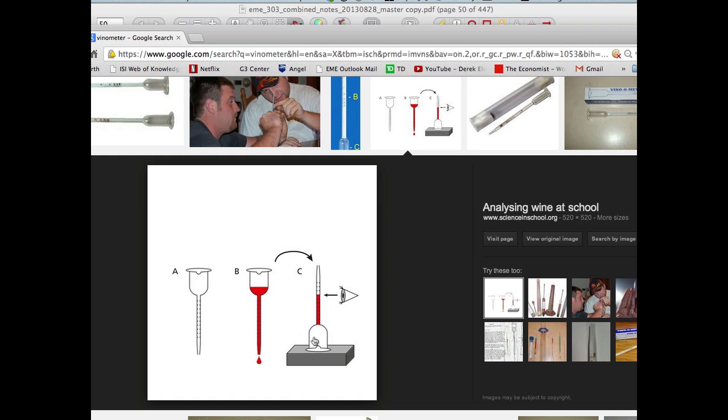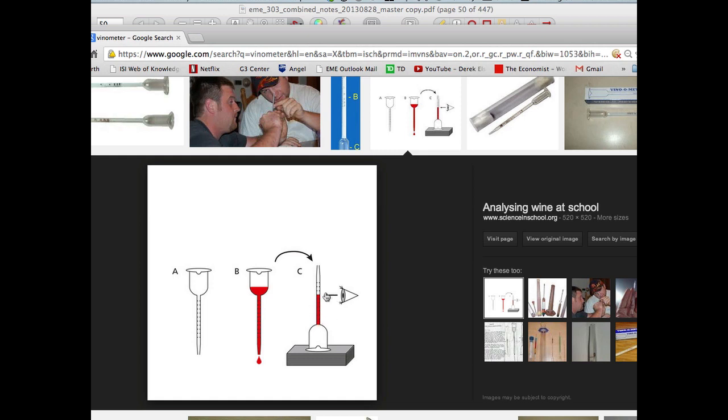And then you turn it upside down, and then you read the gradation of where exactly the level will be in this vertical tube, and you can do the balance there to be able to figure out exactly what the magnitude of the alcohol content of this would be.